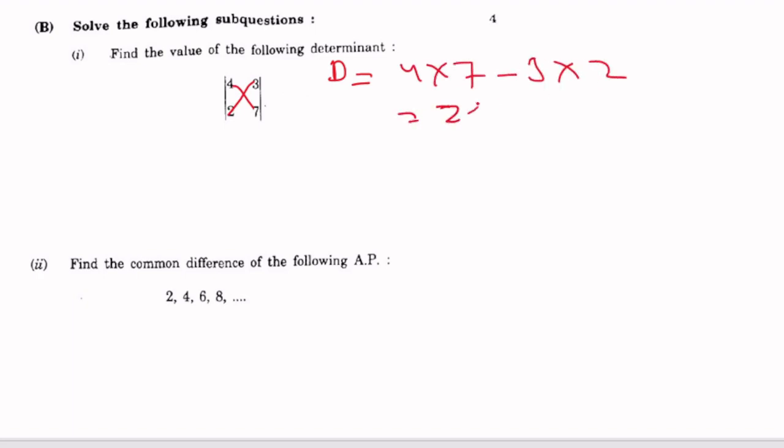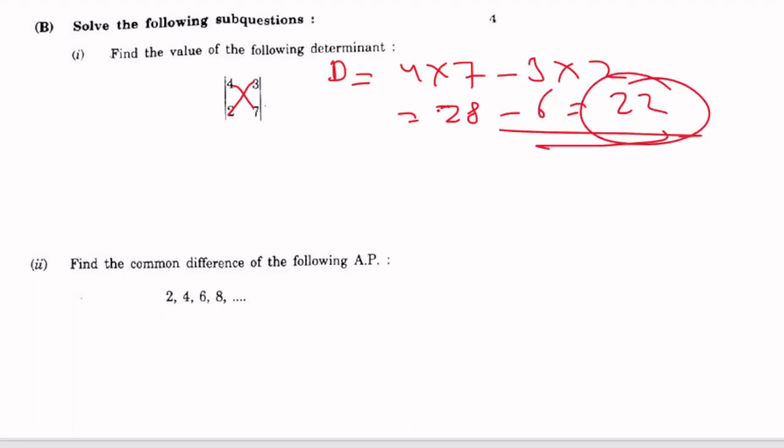So 28 minus 6 is equal to 22. 22 is your determinant. This question was also solved.